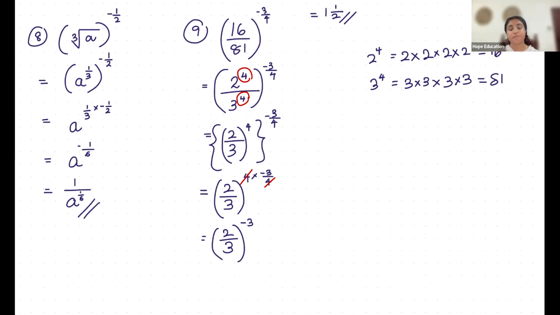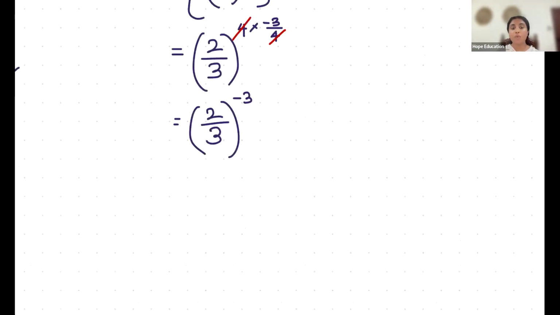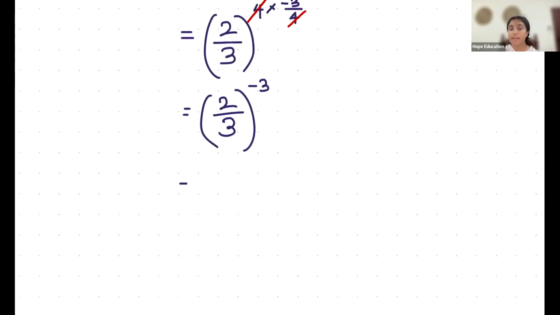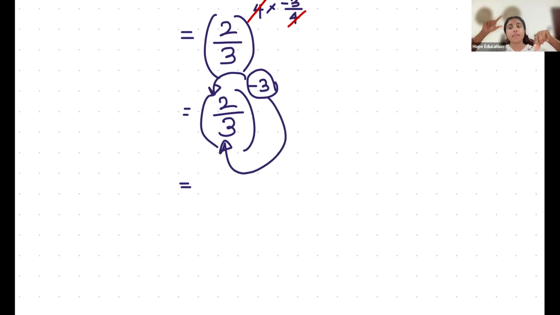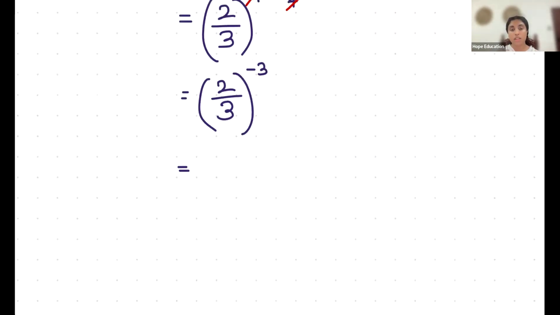Good question. Okay. So here, now 2 over 3 to the power minus 3 means this minus 3 belongs to 2. It also belongs to 3, right? The minus 3 belongs to both. That means it belongs to 2 and it belongs to 3. So I write minus 3 on 2, and minus 3 on 3, because this minus 3 belongs to both 2 and 3.